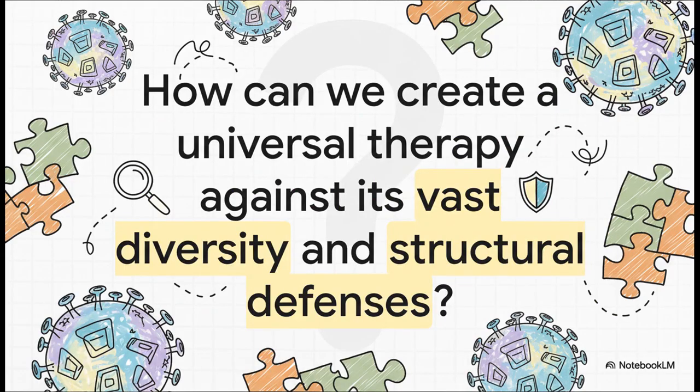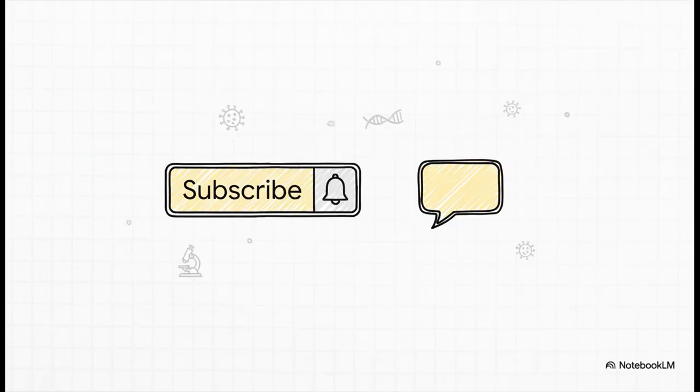And that leaves us with the million-dollar question. With over 165 different types out there, and with its brilliant structural defenses, what's it going to take? What kind of scientific breakthrough, whether it's a new vaccine platform or a clever small molecule drug, will finally let us conquer this incredibly common, yet incredibly challenging virus? And that's our look at human rhinovirus.